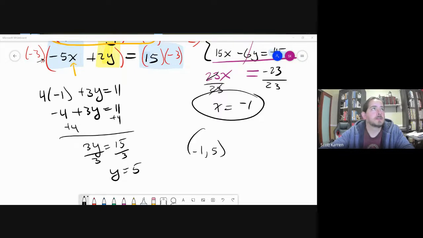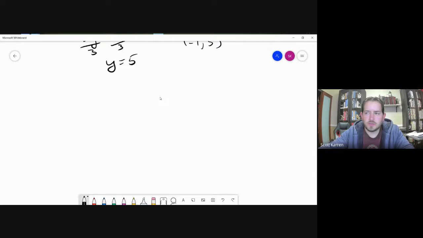All right, let's look at this one. There's a couple of things that can happen while you're playing with these. Let's solve x minus 3y equals 1 and negative 2x plus 6y equals 5.